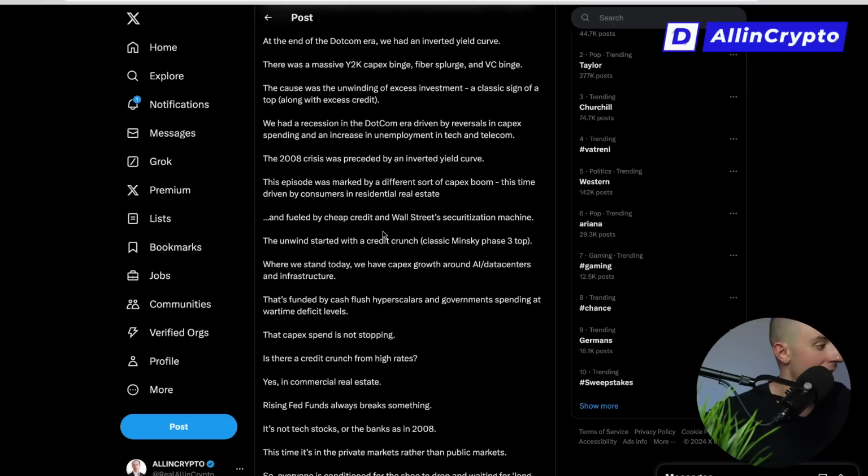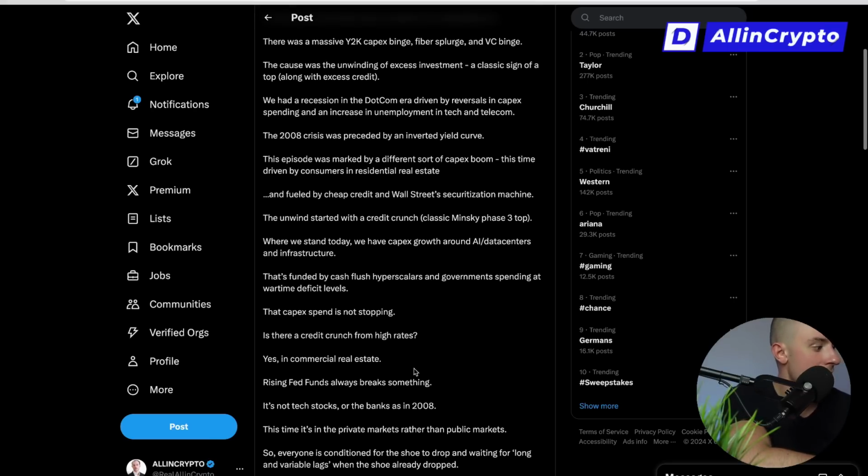Where we stand today, we have capex growth around AI, data centers, and infrastructure. I'd also argue crypto, but to a far less degree, because it's not quite in the real world in the same way that these other technologies are. The real world, of course, it is in the real world, but in regards to actual integration. That's funded by cash-flushed hyperscalers and government spending at wartime deficits. That capex spending is not stopping.